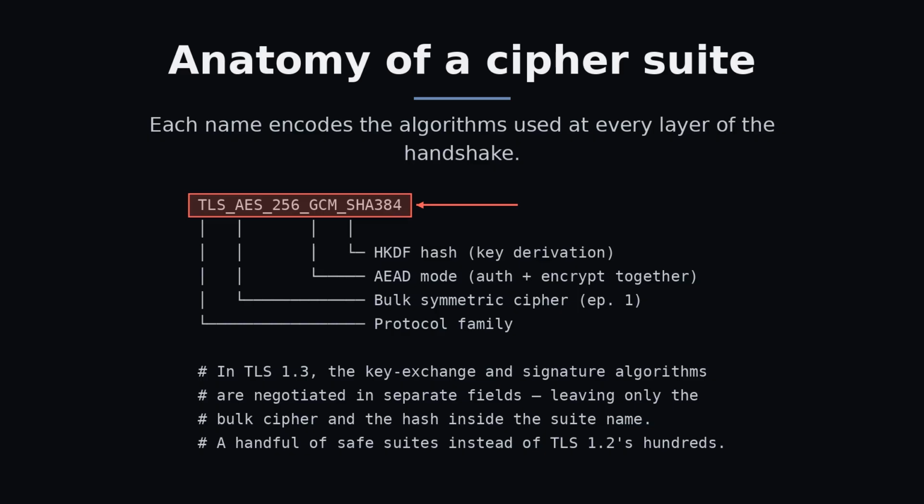In TLS 1.2, the suite also encoded the key exchange algorithm and the signature algorithm, which led to hundreds of combinations, many of them weak or broken. TLS 1.3 split those out into separate negotiation fields and trimmed the cipher suite list to a small handful, all of them safe by design. The protocol's safety improved more from removing options than from adding new ones.